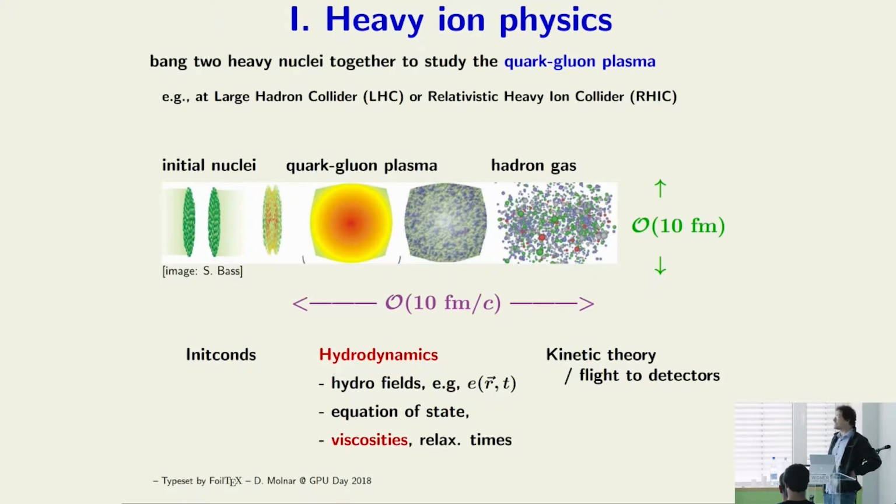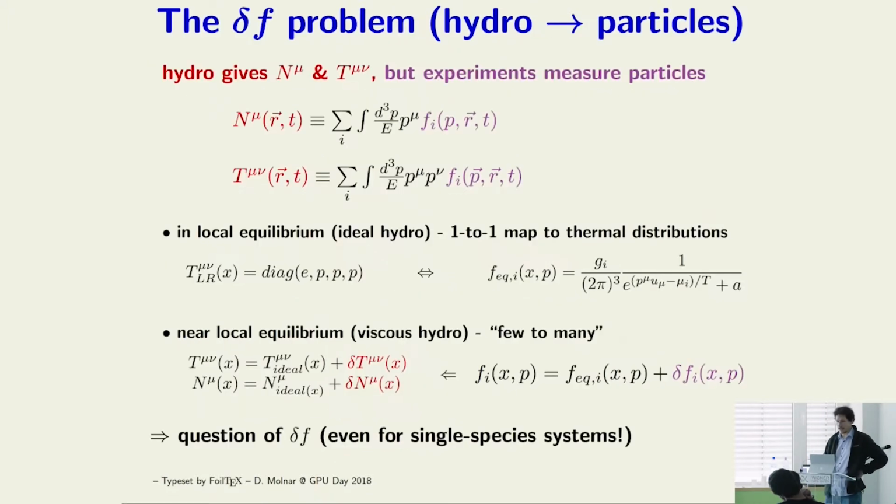But that's not what you see. What you see are the particles that fly to the detectors, so somehow you have to make this conversion to particles, which is somehow kinetic theory. And the problem is, it's ambiguous. So you have these fields, and you measure particles.